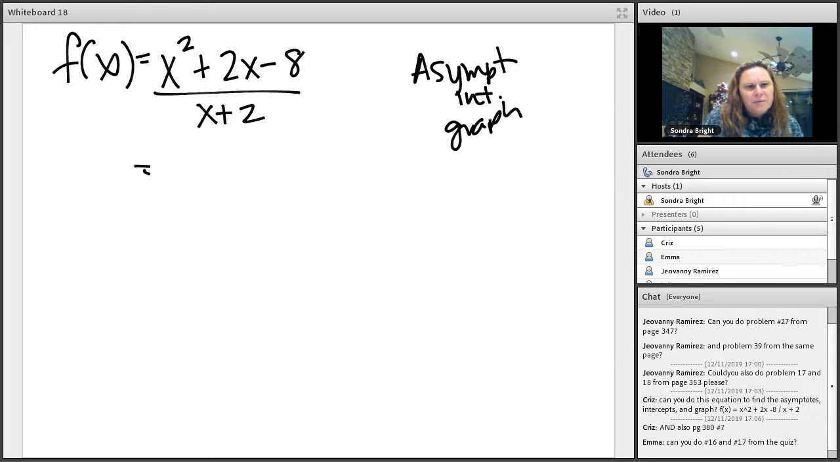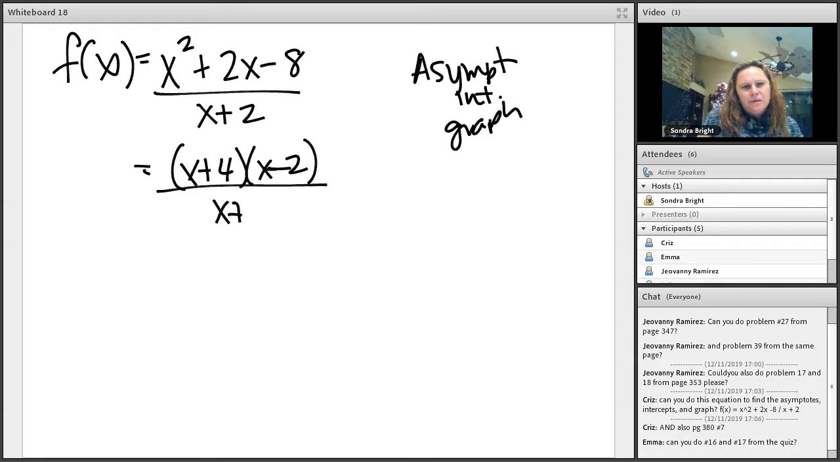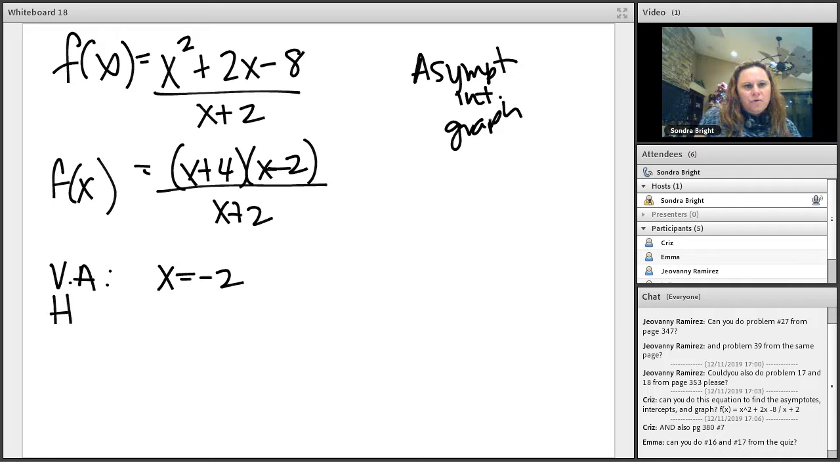All right, so I would factor the top, which would be an x plus 4 and an x minus 2, like that. All right, so you're going to have a vertical asymptote at x equals -2. Your horizontal asymptote is going to be none because the degree on top is bigger than the one on the bottom. But then that means you have a slant asymptote at what?